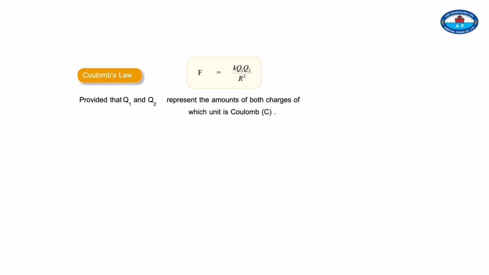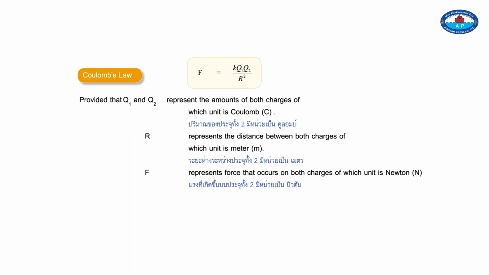Provided that Q1 and Q2 represent the amounts of both charges, of which the unit is coulomb. R represents the distance between both charges, of which the unit is meter. F represents the force that occurs on both charges, of which the unit is Newton. K is a fixed amount which equals 9 times 10 to the 9th power, Newton meter squared, divided by coulomb squared.